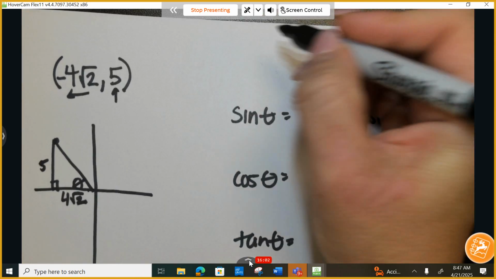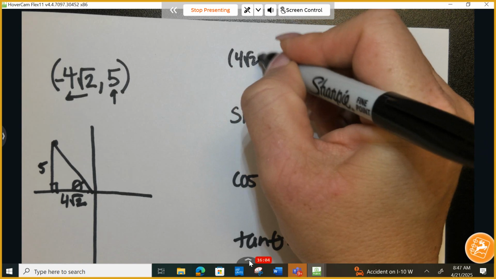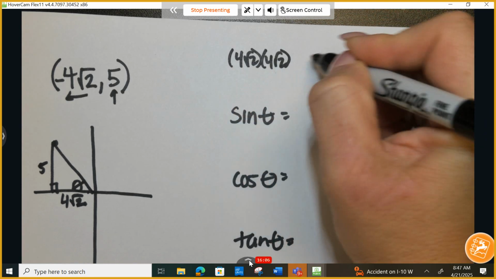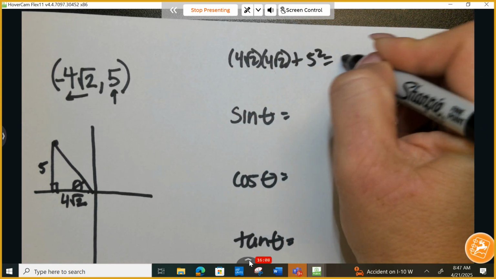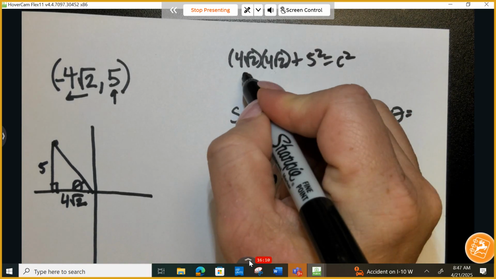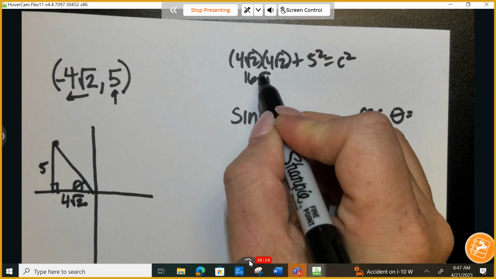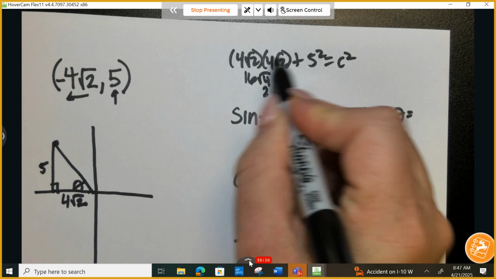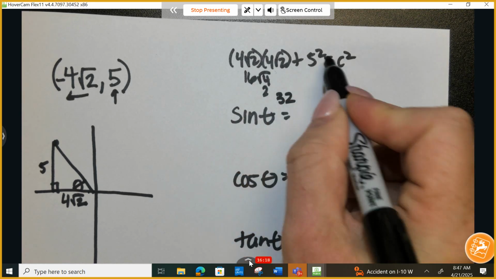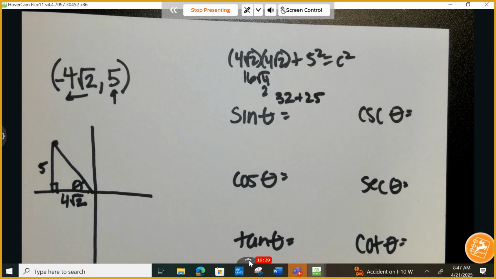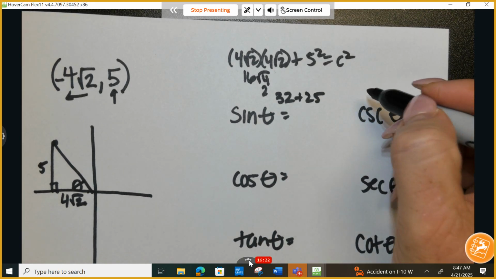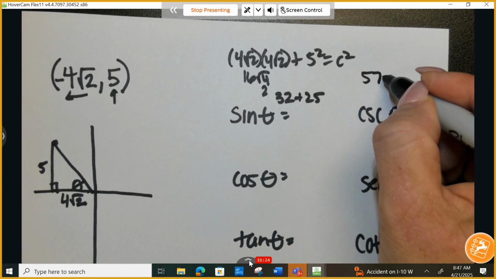Now I'm going to go through this a little bit quicker. So I'm going to take 4 square roots of 2. I'm going to square it, which means I'm going to take it times itself twice. And then I'm going to take 5 squared and set it equal to c squared. This gives me 4 times 4 is 16. The square root of 2 times the square root of 2 is 2, so 16 times 2 is 32 on this part. And over here 25. What is 25 plus 32? 57, is that correct? So 57.